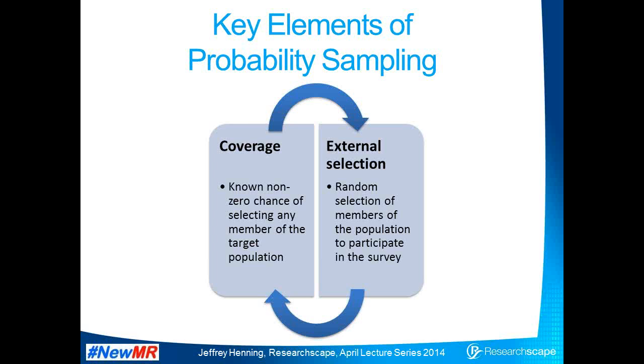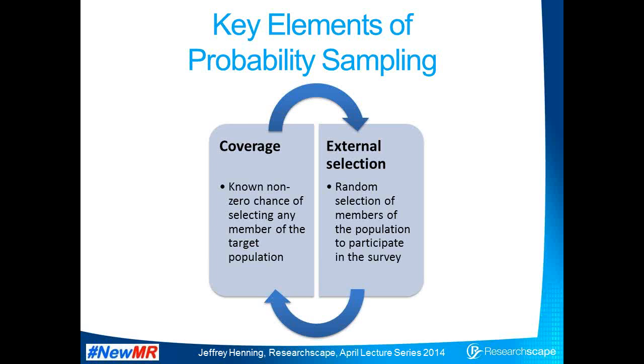And obviously the external selection part is, well, we're making up the number and we're calling you, and we're not calling you once, we're calling you multiple times, sometimes 5, 6, 7 or more, until you participate in the survey. So that external selection is an important part: we chose you to participate in our survey. You didn't choose yourself. If we're running the nightly poll for Gallup, you can't opt into the nightly poll for Gallup. You're going to be randomly selected to do it.